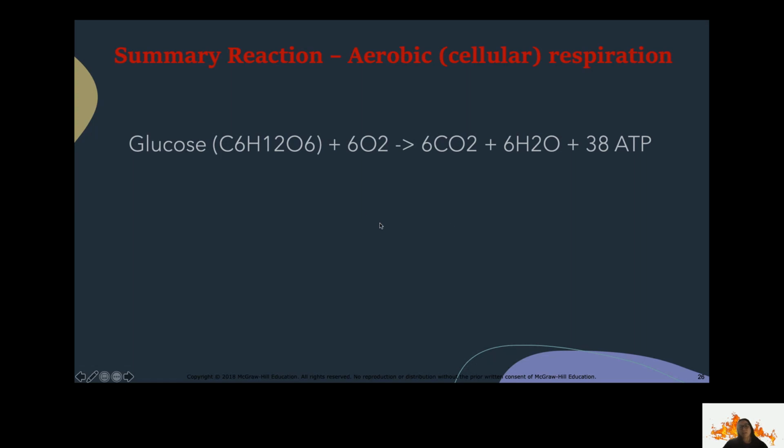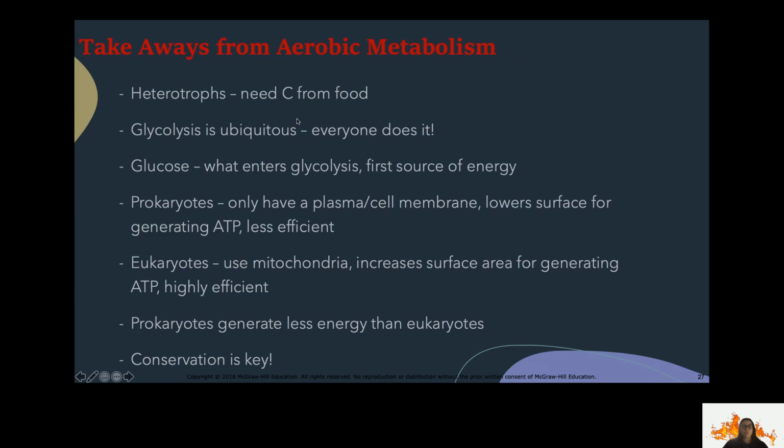If oxygen is not present, there's a different set of metabolism we'll go through in a moment. But I just want to review one final takeaway from aerobic metabolism. Remember, this is happening in those heterotrophs that are getting carbon from their food. We know that glycolysis is what we call ubiquitous, which literally means everyone does it. So this glycolytic pathway is present in cells that breathe oxygen and cells that don't breathe oxygen. Glycolysis itself does not require oxygen, only the electron transport chain does. So it's important to remember that everybody can do glycolysis.